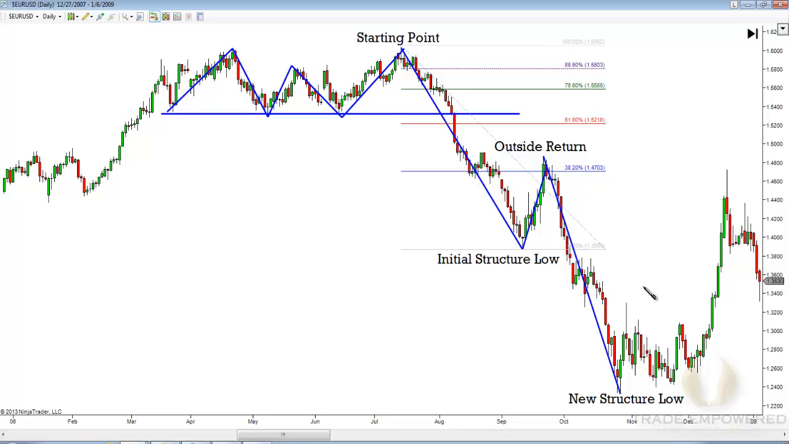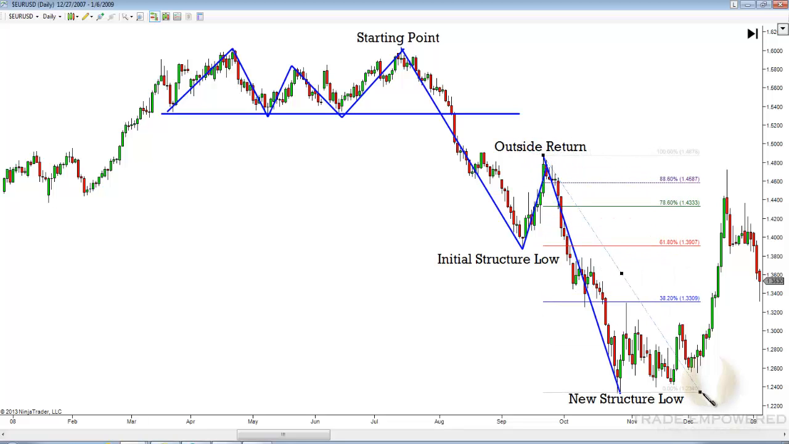And what we want to do here is take our Fibonacci retracement tool. Let me delete this last one. And we measure out our impulse leg. So our swing high, which starts at our outside return, down to our swing low, which is our new structure low. Boom. You can see price action comes right to the 786.